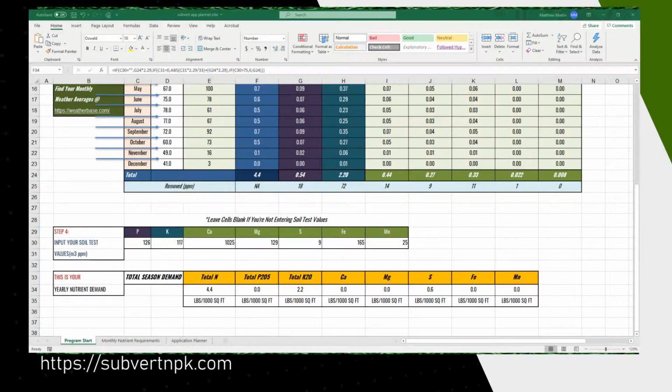Is it required? Do you have to apply phosphorus? No, you do not, because your soil has enough in it. Now, not all of this is going to be soluble phosphorus.